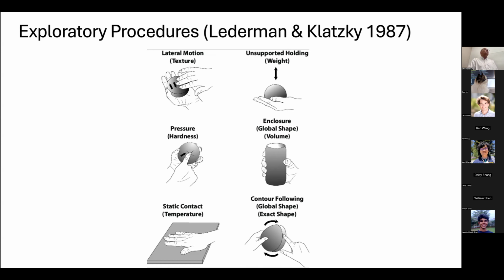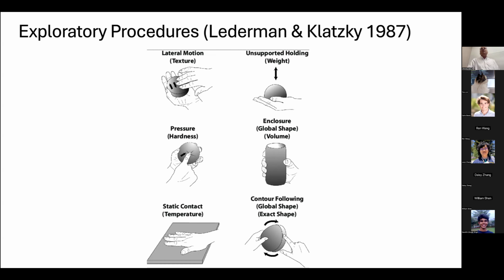Pressure: what would you do if I asked you whether it was hard or soft? You press your finger down on it, right? Or multiple fingers down on the object. Enclosure, volume: think of all these experiments being done without vision. You can do these experiments with the eyes shut, right? You can guess the volume. Static contact, temperature. So yeah, that's easy.